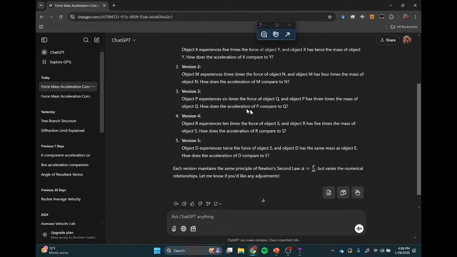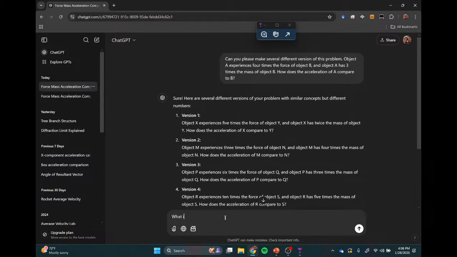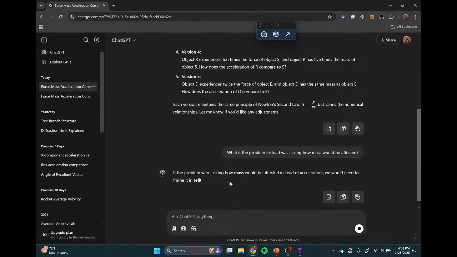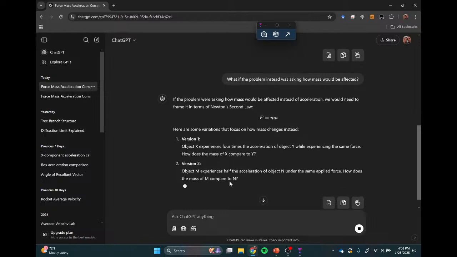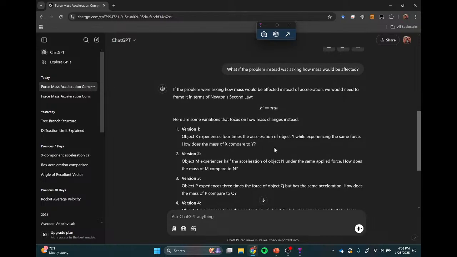Now, all of these are, how does the acceleration compare? How does the acceleration compare? How does the acceleration compare? If you're like, what if the problem instead was asking how mass would be affected? Whatever, you want to rearrange the situation. You can ask it these questions. Object A, look, there you go. Object A experiences 4 times the acceleration under the same force. How does the mass compare?